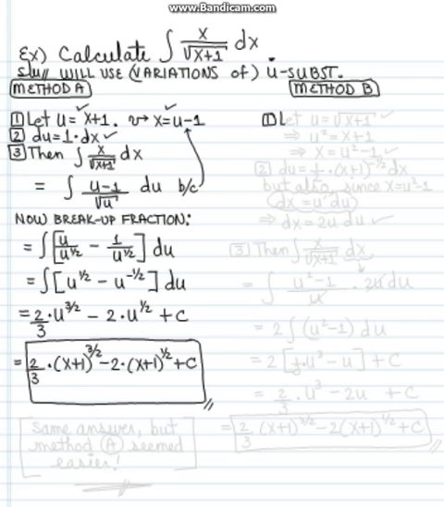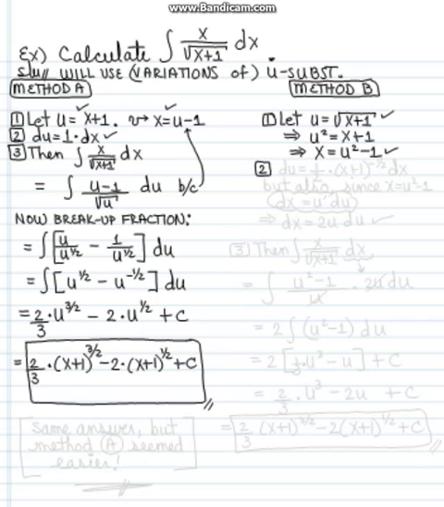All right, now let that soak in. You might want to pause before we go to method B. The first step is we choose u differently for method B. We choose it to be the entire radical, square root of x plus 1. Okay, now what are we doing here? All right, hold on.